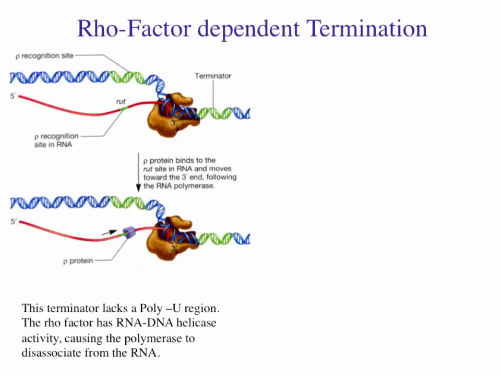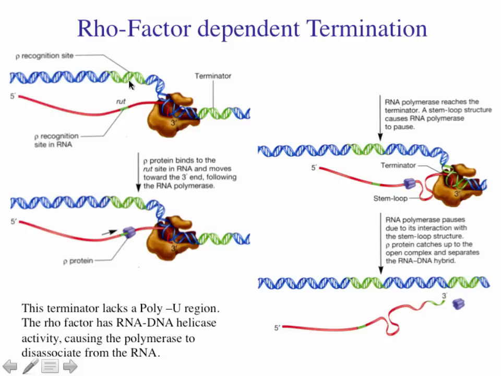The other one is the Rho factor dependent termination. It's similar in the fact that you're also going to form a loop. But when you have Rho factor dependent termination, there is a Rho recognition site in the DNA that is going to be transcribed into the RNA as this Rut site. That Rut site is going to allow the binding of this protein Rho. Now, Rho is a helicase, an RNA-DNA helicase.